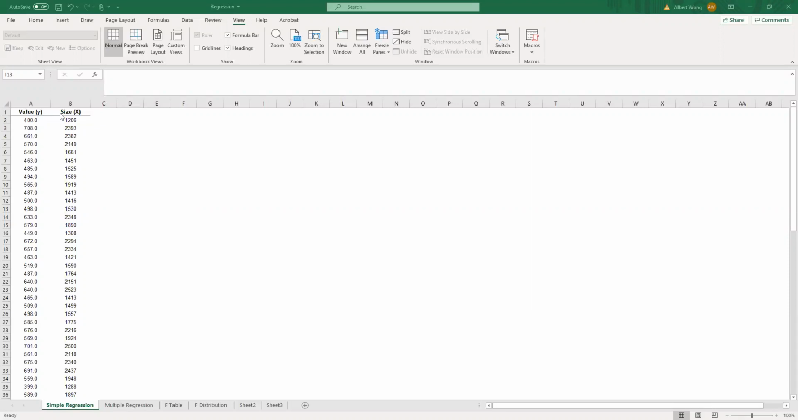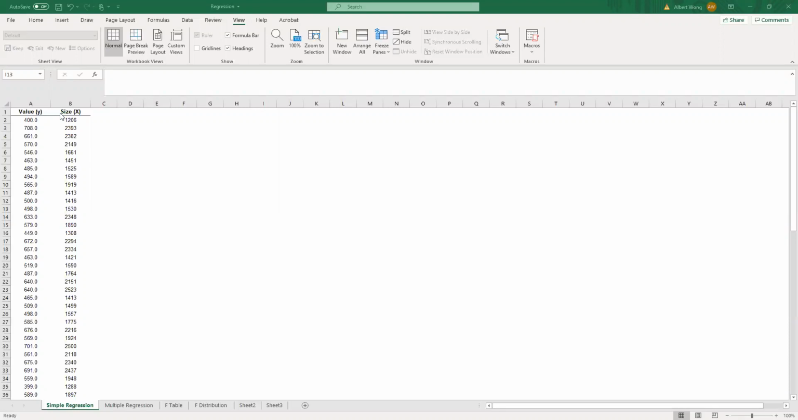Size, on the other hand, is called the independent variable. It's the variable that we have control over, or the variable that we can use to predict the value of y. So the question is, how do we study the relationship between the two variables?